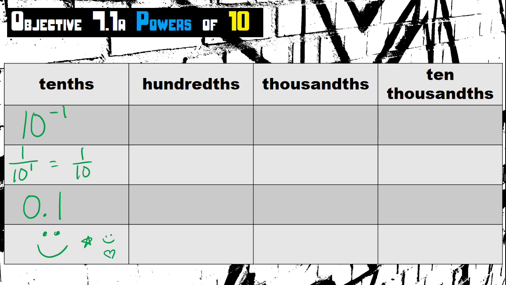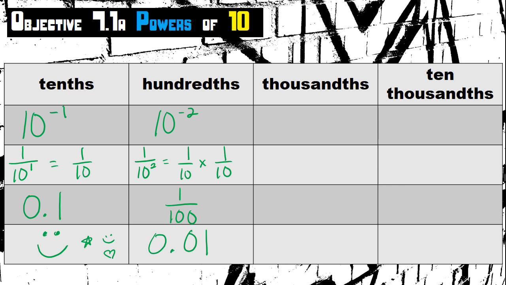So how about the hundredths place? For the hundredths place, this will be 10 to the negative second power. As an exponent, we can write this as 1 over 10 to the second power. If we write this out in expanded form, this will be 1/10 times 1/10. We can also write this as a fraction, 1 over 100. And then the decimal form is 0.01. So we have 1 in the hundredths place there.